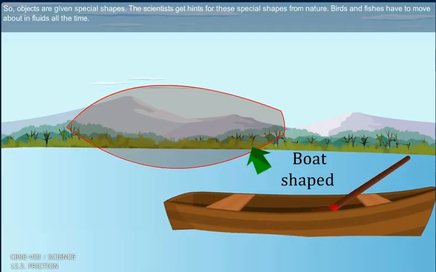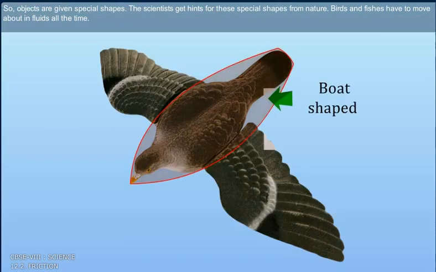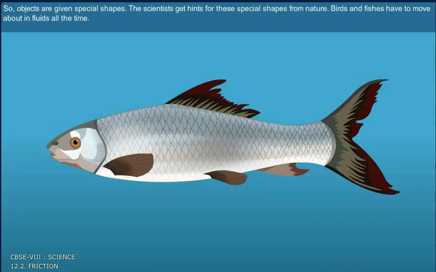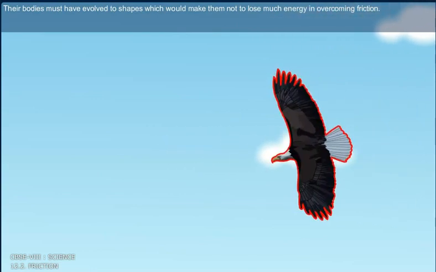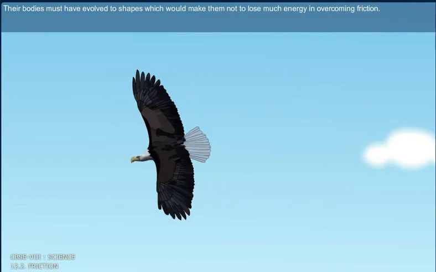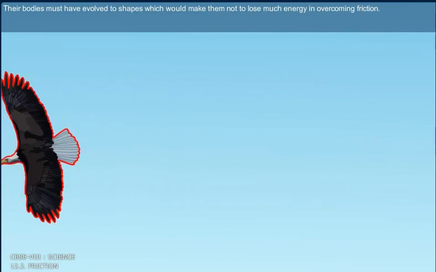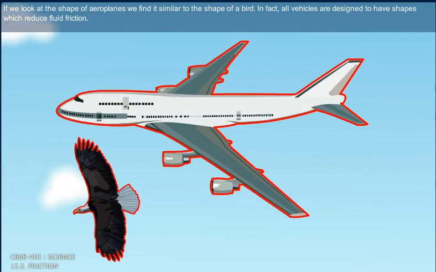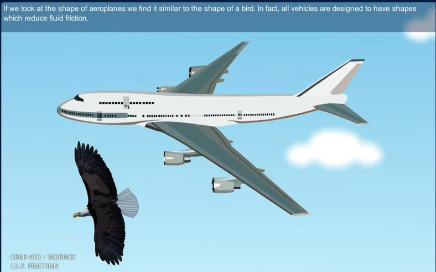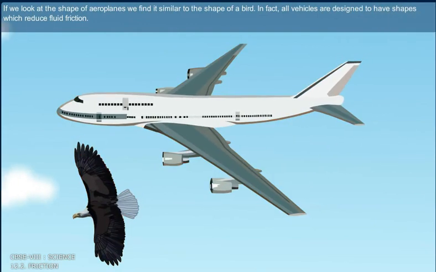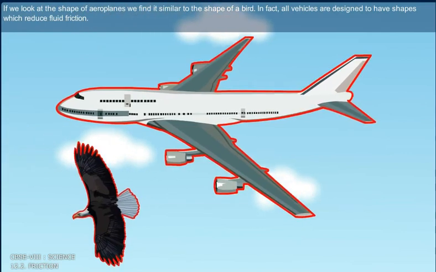So, objects are given special shapes. The scientists get hints for these special shapes from nature. Birds and fishes have to move about in fluids all the time. Their bodies must have evolved to shapes which would make them not lose much energy in overcoming friction. If we look at the shape of aeroplanes, we find it similar to the shape of a bird. In fact, all vehicles are designed to have shapes which reduce fluid friction.